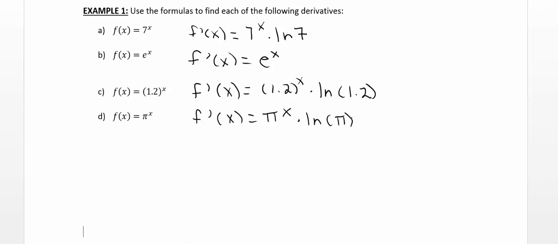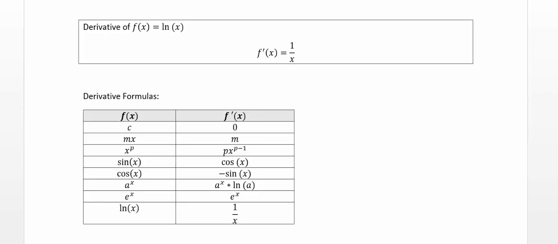So we're almost done with all of the formulas we need to form what's called the basic derivatives. We have one more that we need to add to the list. So let's take a look at this last one.